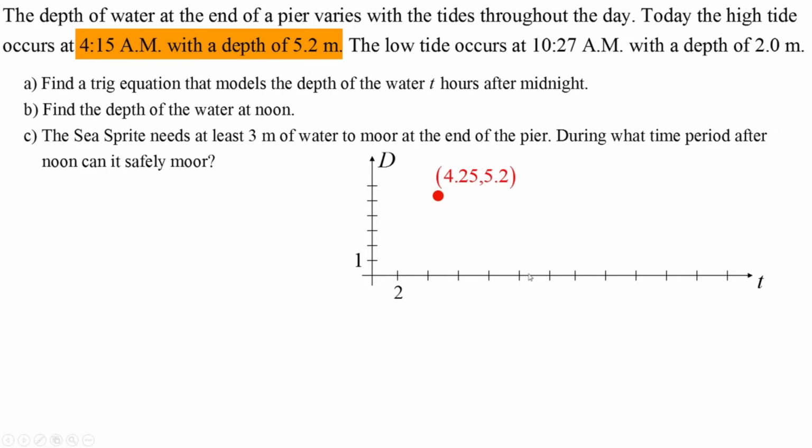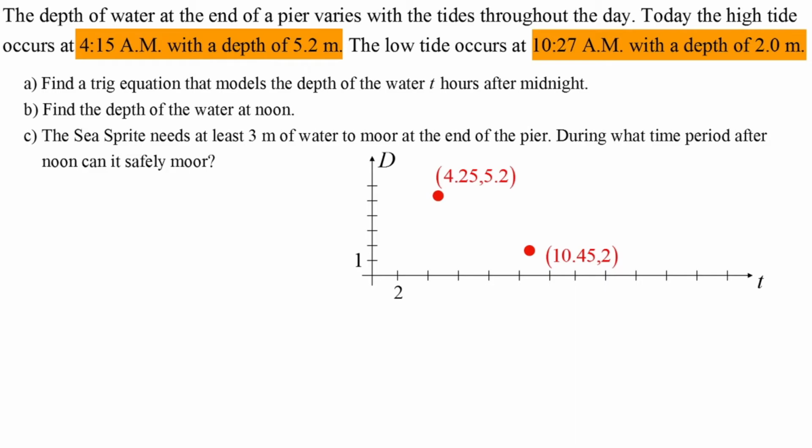And what is my depth? 2. So I go up 1, 2. So I'm going to put this point about right here. Does not have to be perfect. This is just a general sketch. Oh, look at that. And again, remember, what was our input t? 10.45. And what was our output? 2.